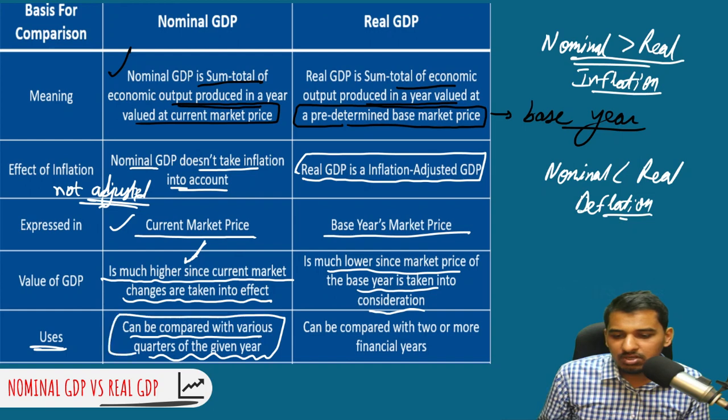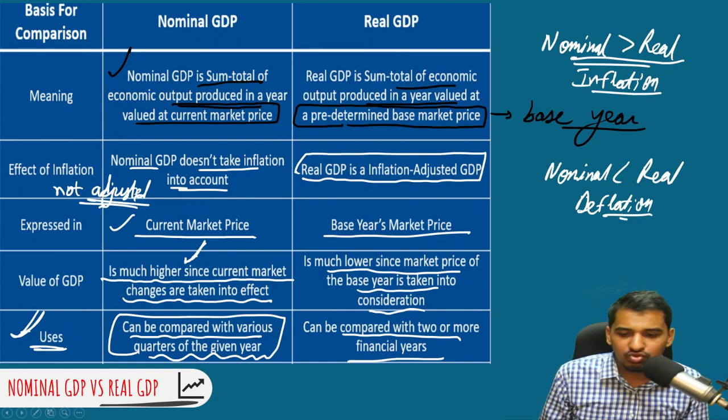Real GDP can be used to compare various quarters of a given year, and it can be used to compare two or more financial years. These are the uses. So I hope this is clear: the value of nominal GDP is generally higher than the real GDP because of inflation, and the value of nominal GDP is less than real GDP when there's a deflation.